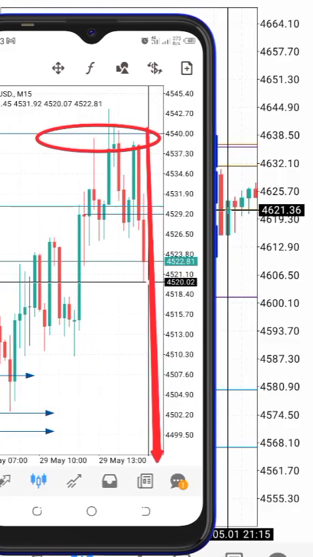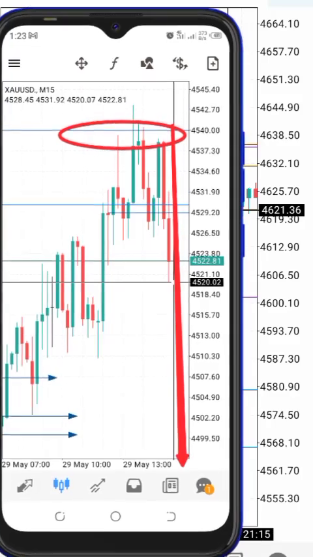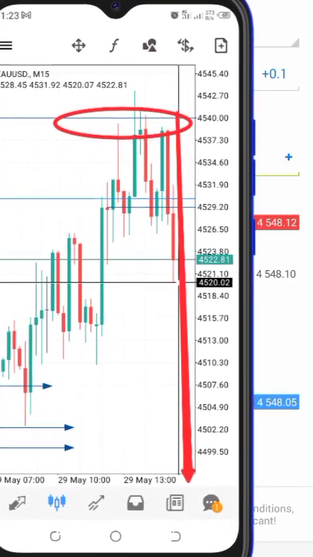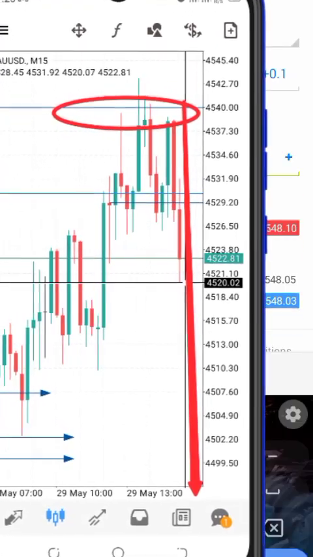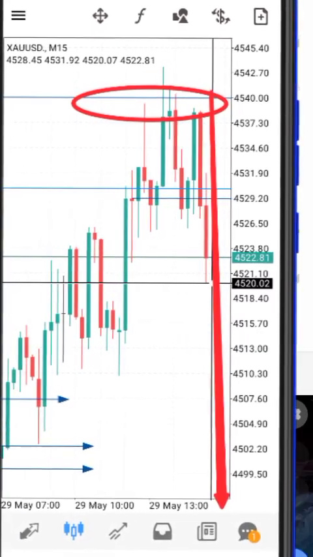Let's show how that entry is placed. We take an entry, use 0.01, this is the rule, place a sell limit, then set up the price.